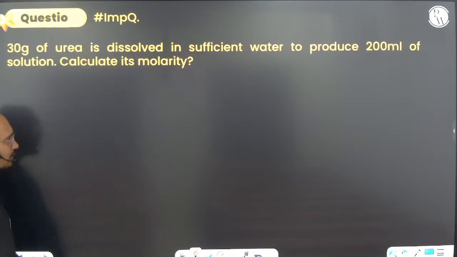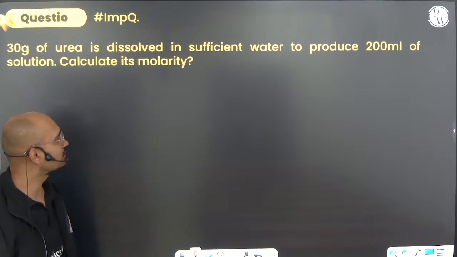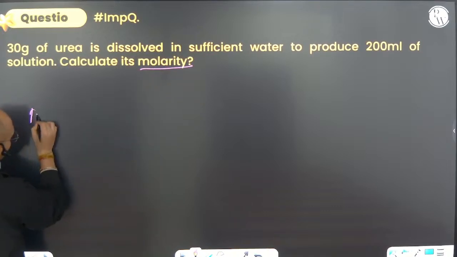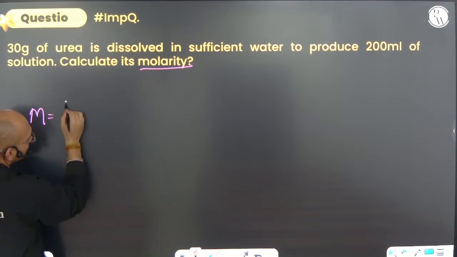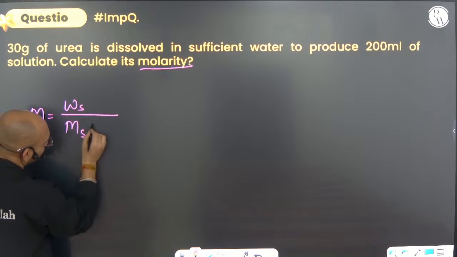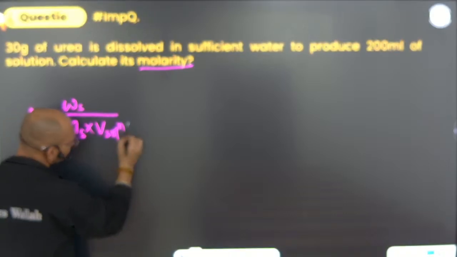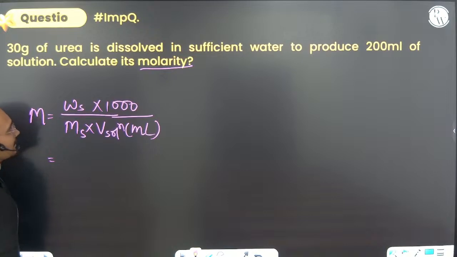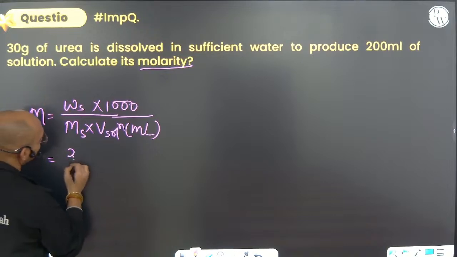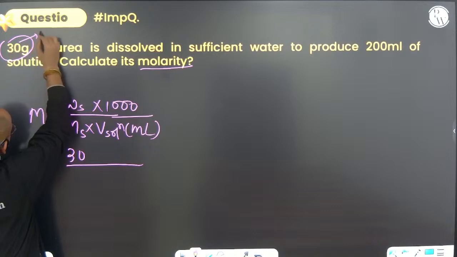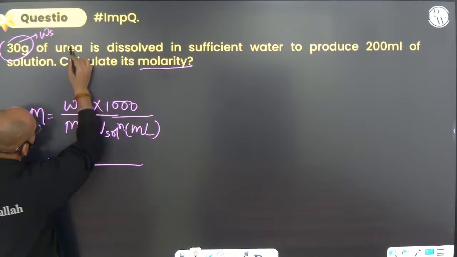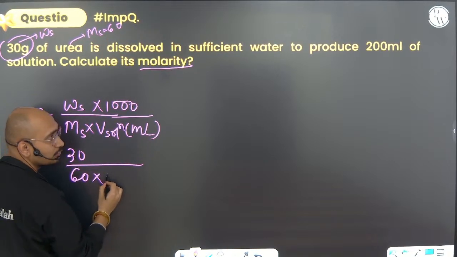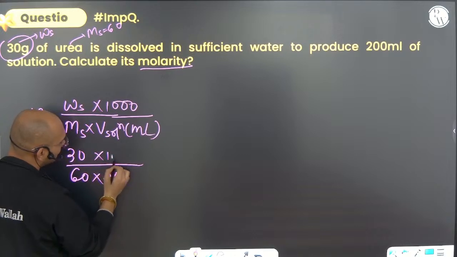30 gram of urea is dissolved in sufficient water to produce 200 milliliter of the solution. Calculate its molarity. What is the molarity formula? Molarity equals given mass of the solute by molar mass of solute multiplied by volume of solution. It is given in milliliter, so multiply with 1000. Given mass of the solute is 30 grams. What is the molar mass of urea? Molar mass of urea is 60, multiplied by volume of solution 200, multiplied by 1000.